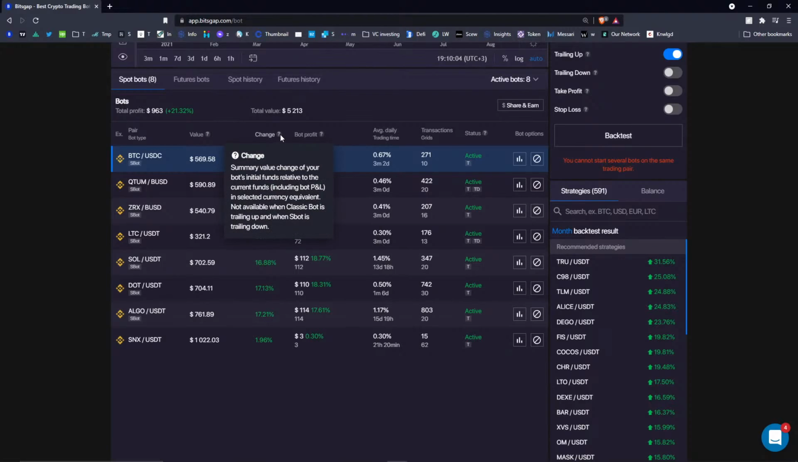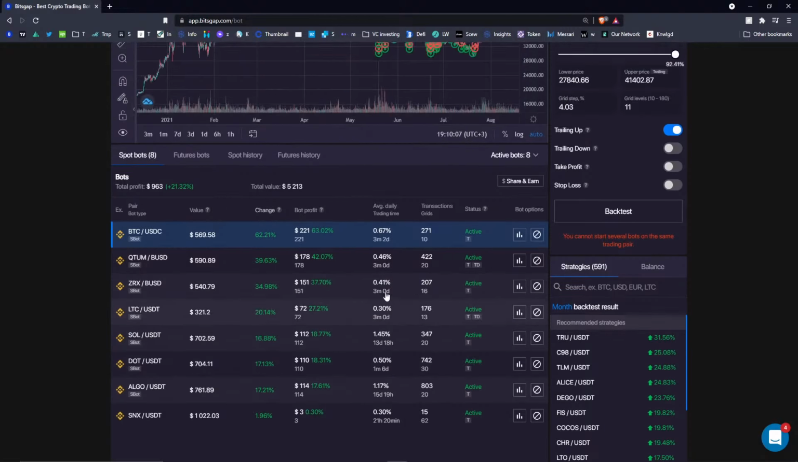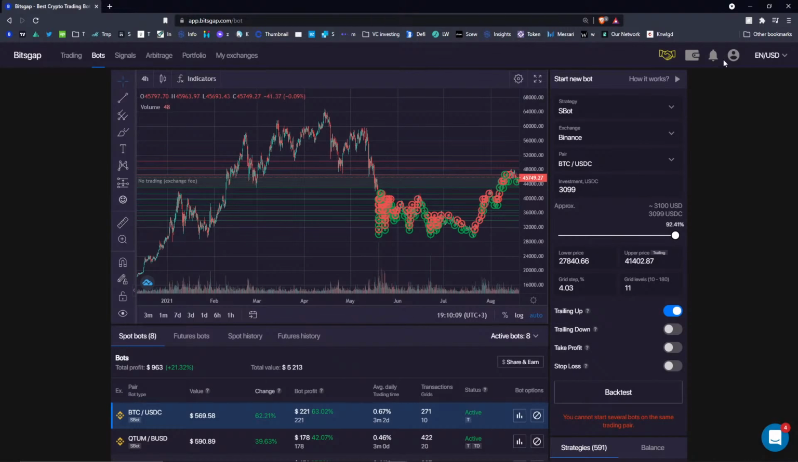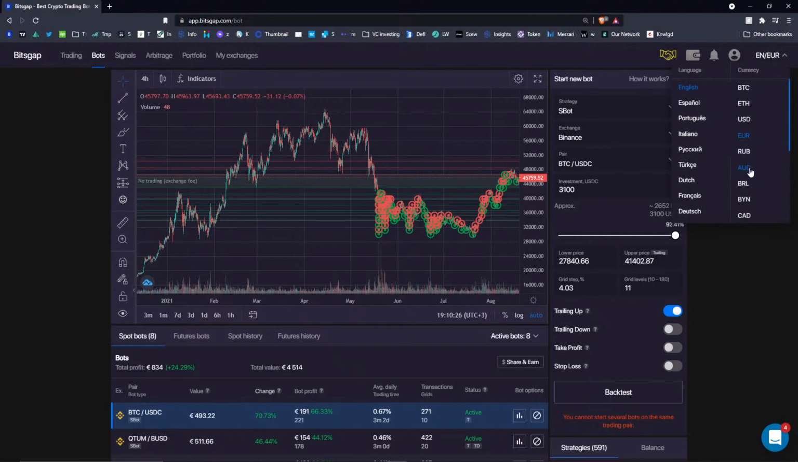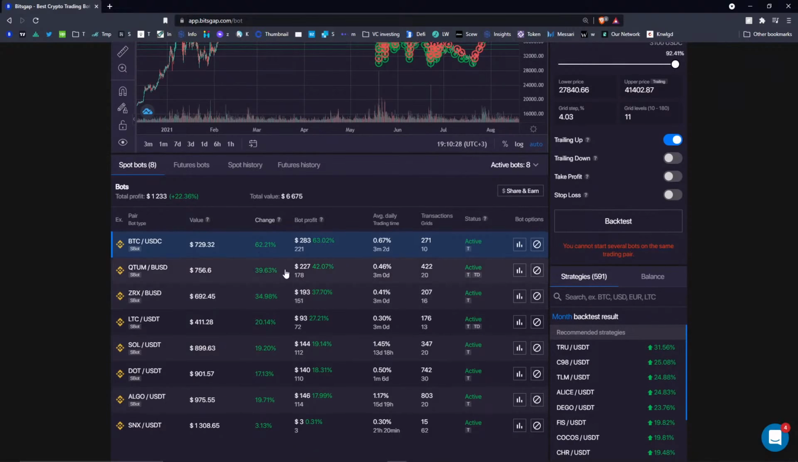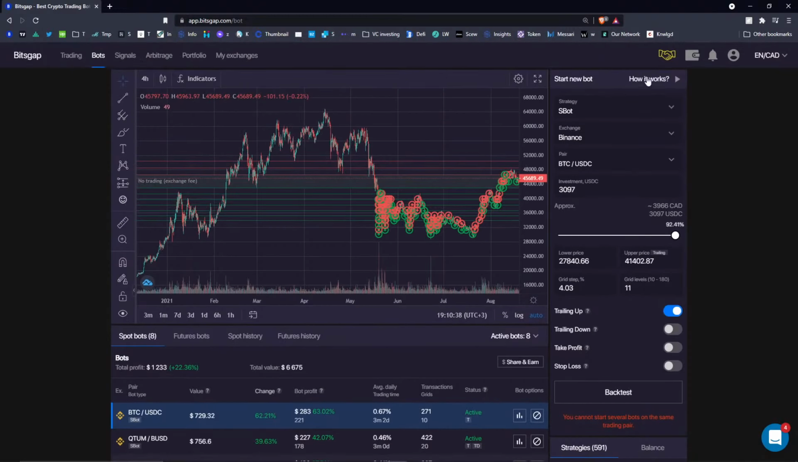Notice that now the investment change is different. So let's say I switch to Euro. Now you see that investment change is different. It's because it adjusts the value depending on the native currency that you select. Okay, let's say Canadian dollar, so that would be the result. Okay, so since we make money in USDC, it converts pretty much this USDC in Canadian dollar and shows you the investment change in that case.